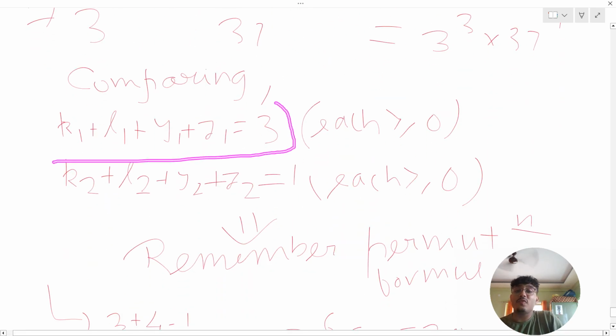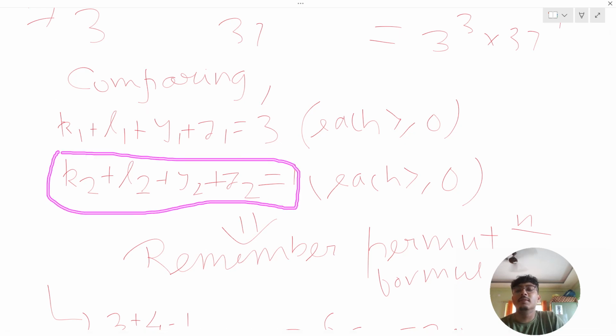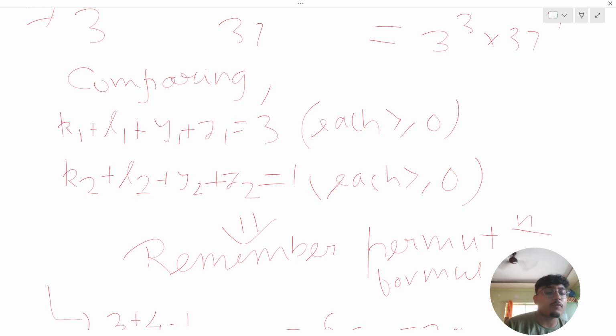Now this must look familiar. We are given this, and we need to find the number of solutions possible when each number is greater than or equal to 0. For greater than 0, my formula was n minus 1 c r minus 1, and for greater than or equal to 0, my formula was n plus r minus 1 c r minus 1.